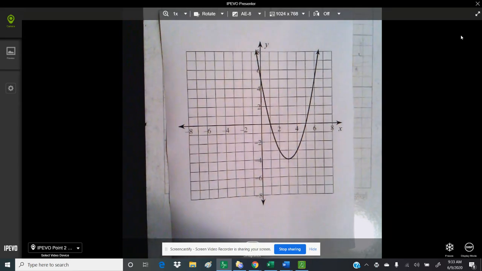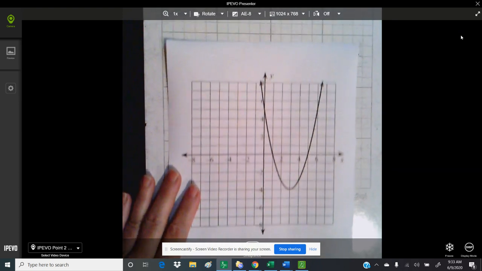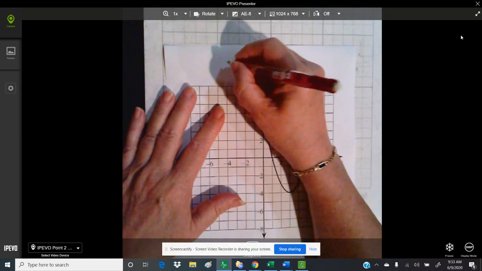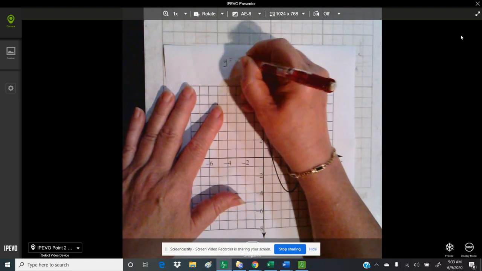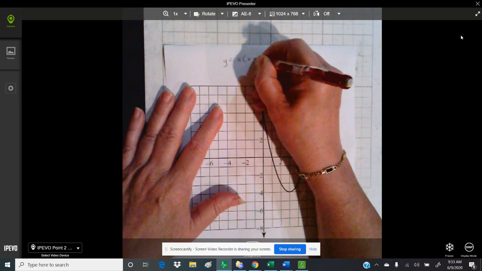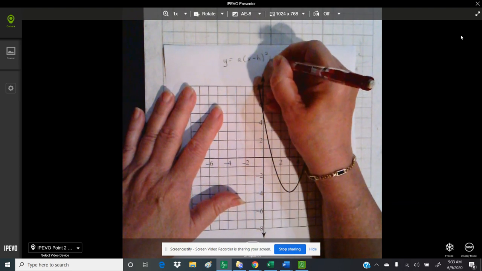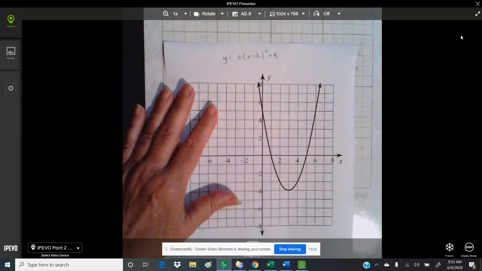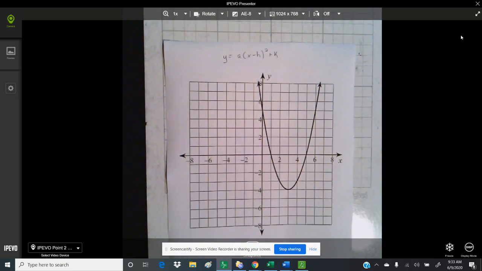All right, so this video is about how to find the equation when you're given a graph. So here's a quadratic graph. If you remember, first of all, let's write it in vertex form because that's going to be the easiest. So I have y equals a(x minus h) squared plus k. That is the generic form of something in vertex form.